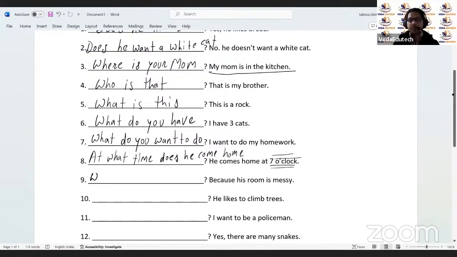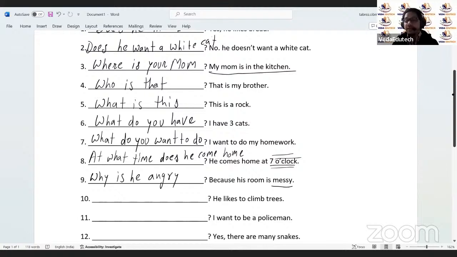Why is he angry? Okay. Why is he angry? Answer is coming because his room is messy. Messy, it means dirty, right? Things are lying here and there. Okay, very dirty room. So because his room is messy. Why is he angry? Because his room is messy.